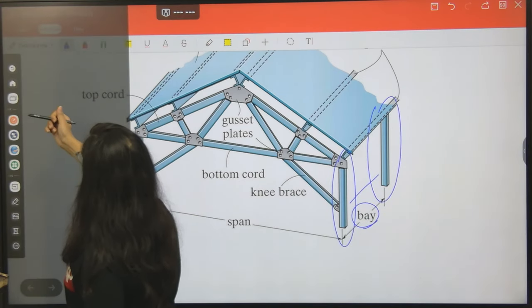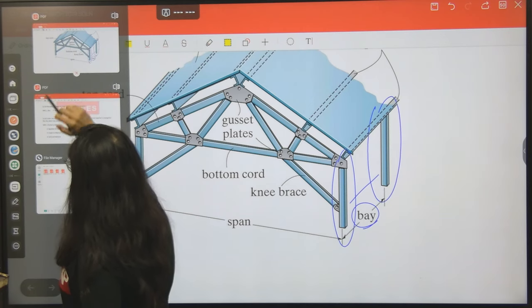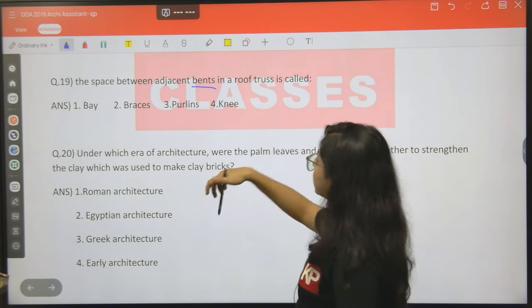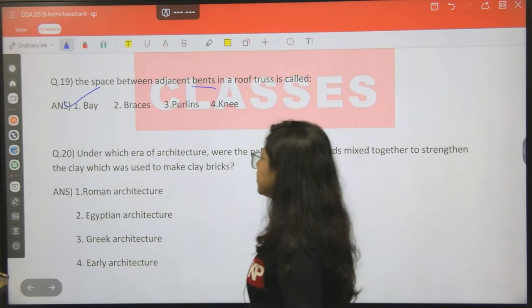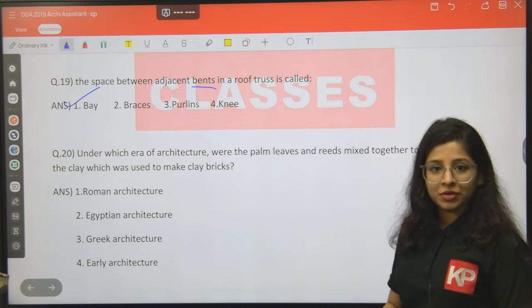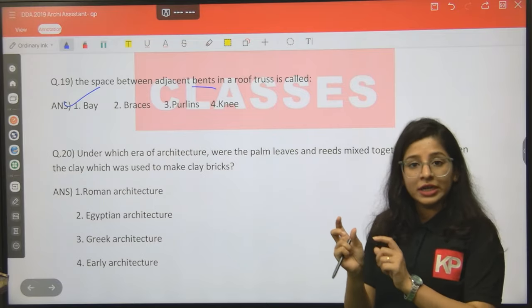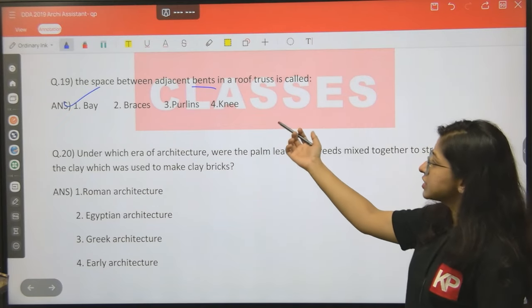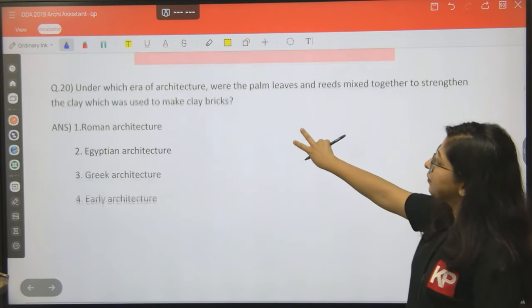So the answer will be what for this one? The space between adjacent bents in a roof truss is known as bay. Okay, it's not known as purlins. Purlins is a part of it. Okay, you have purlin, you have purlin cleat. That is a part, that is not the distance definitely. It's not even braces. It's not even knee. So the answer is bay.